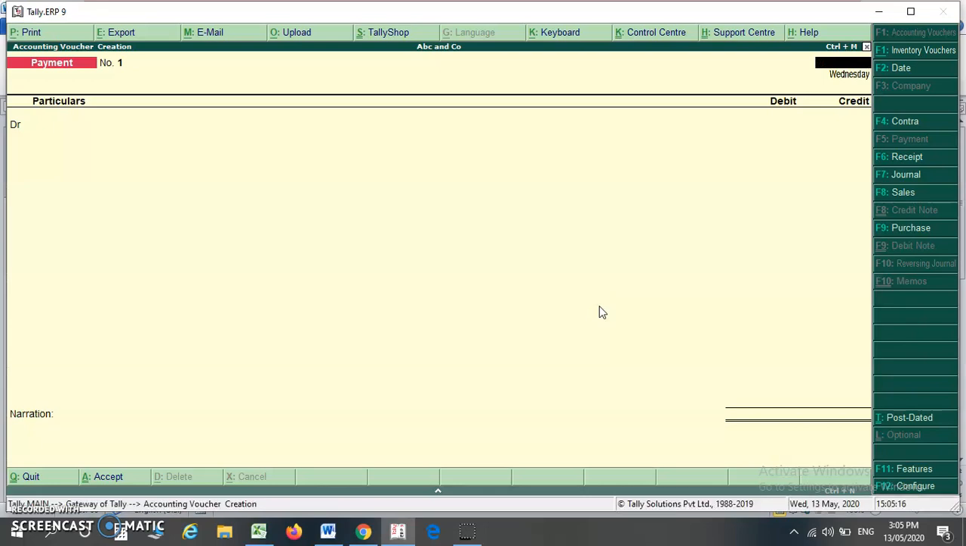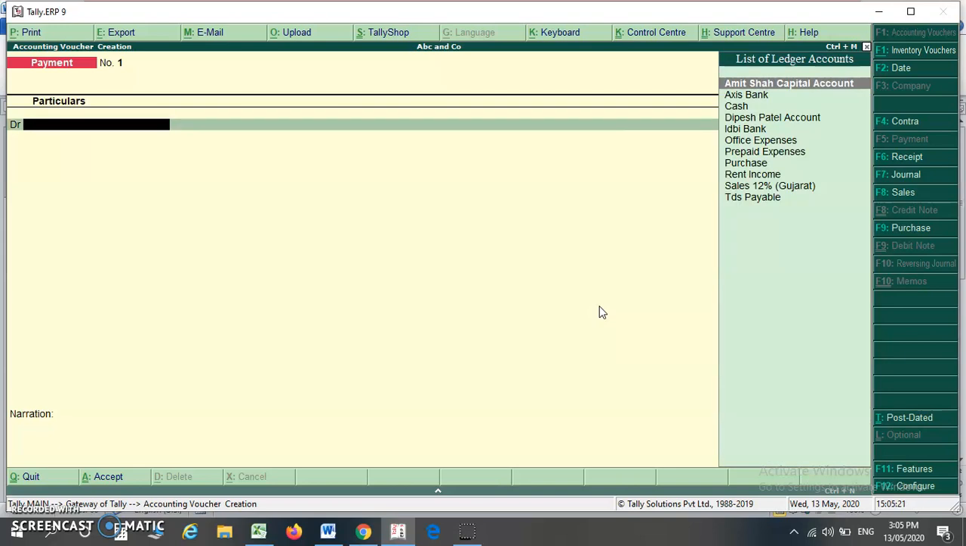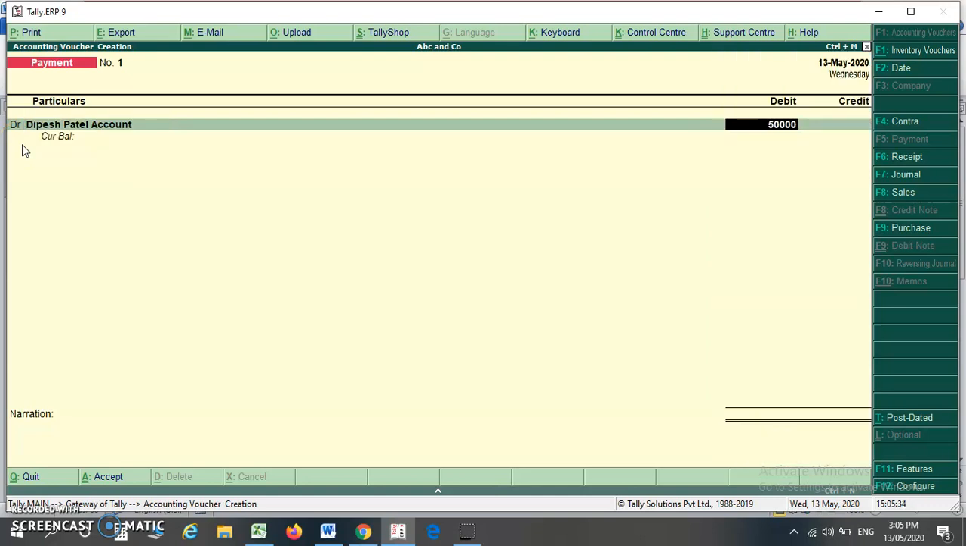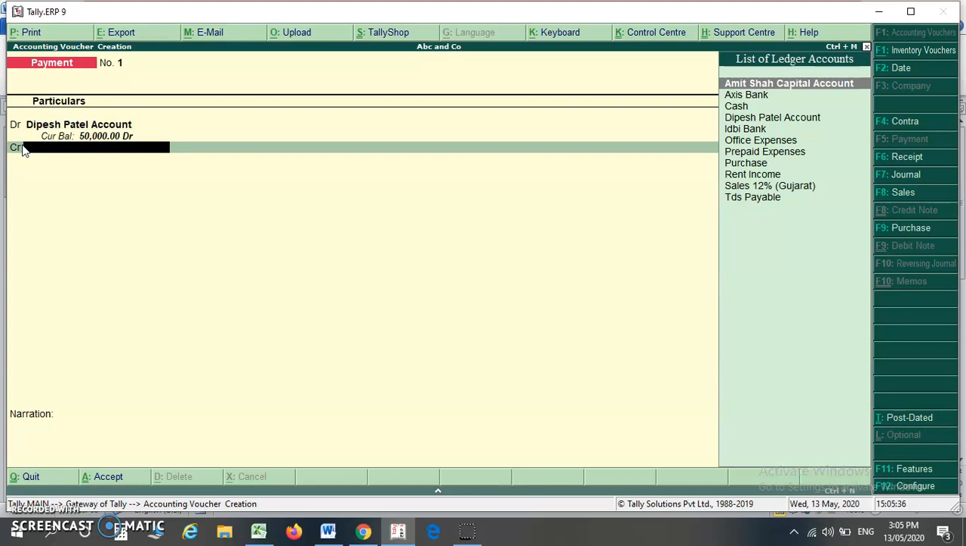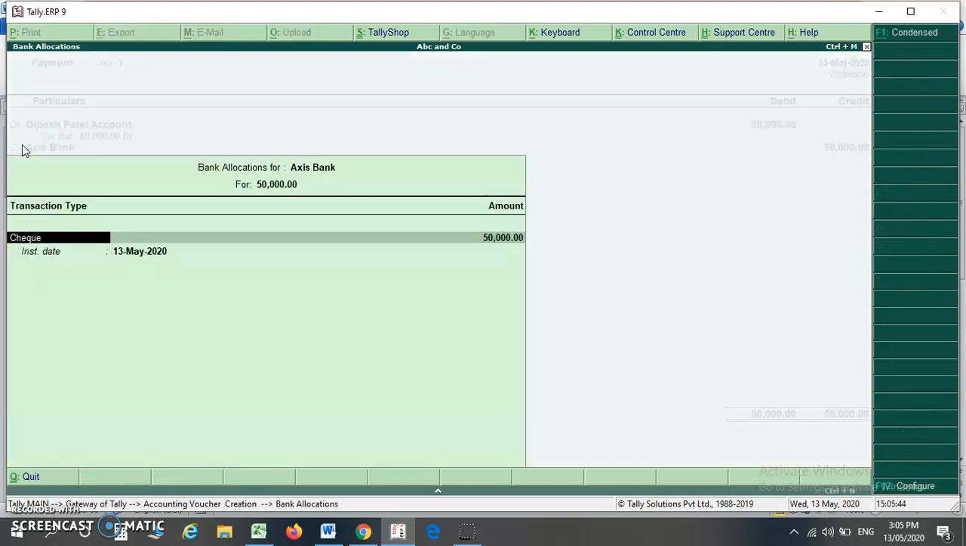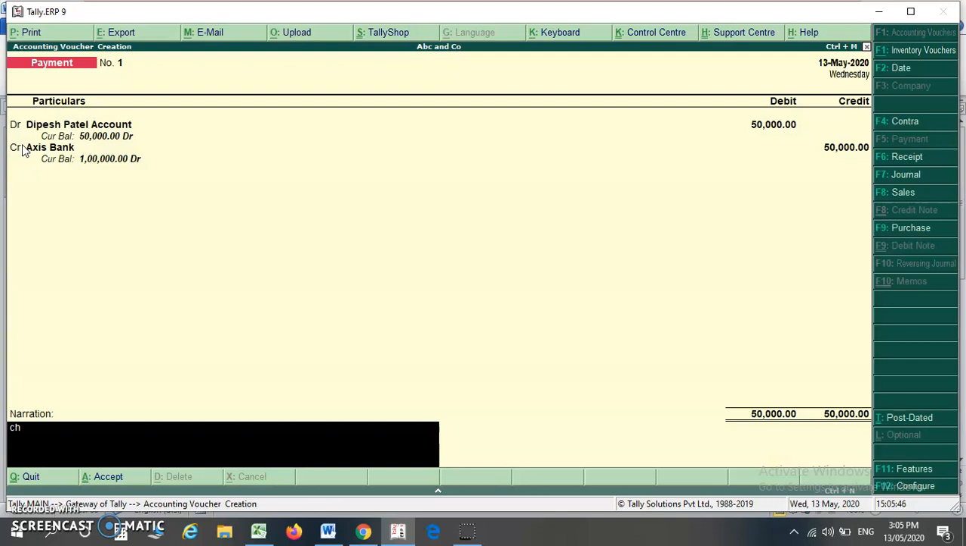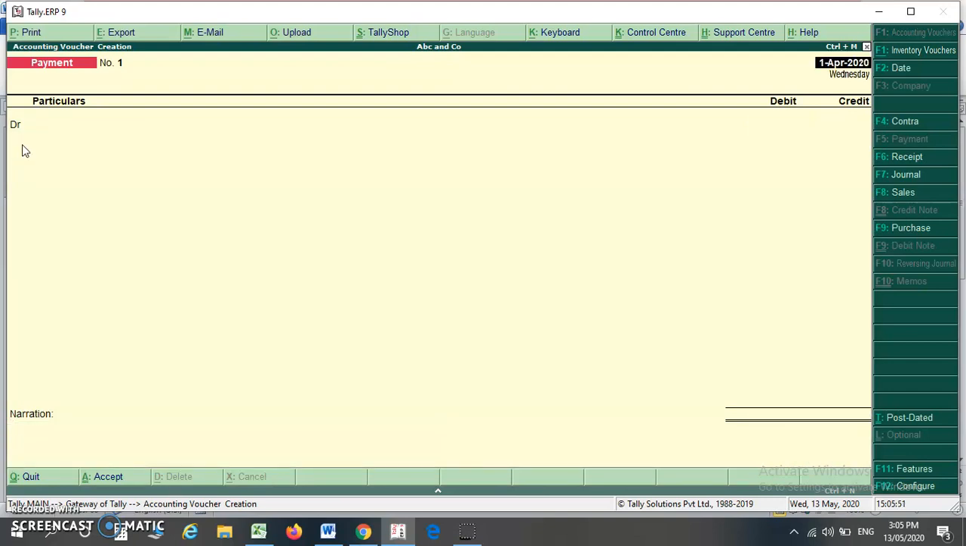Here you can just write your date of payment. Suppose the date of payment is 13 May 2020. Now here you can find the option for debiting the account. So whose account is going to be debited? The person to whom the payment is made. So Dipesh Patel account is going to be debited for rupees 50,000. Whose account is going to be credited? Cash or bank. Suppose he has made payment from the Axis Bank account. So Axis Bank account is going to be credited. Now you can write here your check number and press enter, your entry will be done.